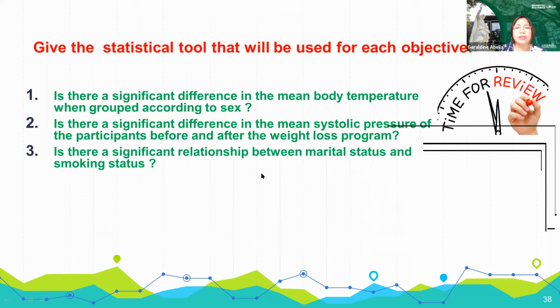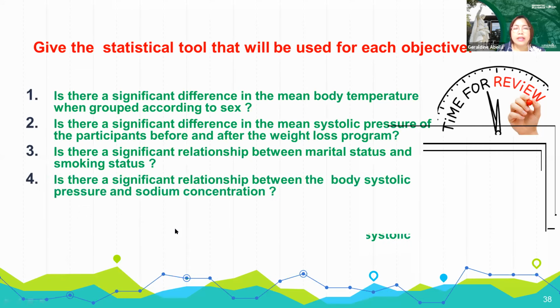Is there a significant relationship between marital status and smoking status? Marital status is a nominal variable. Smoking status is also a nominal variable. Okay, so Miss Julia, you are again correct. The answer is chi-square test of independence. Christine, correct. Sean, you are also correct.